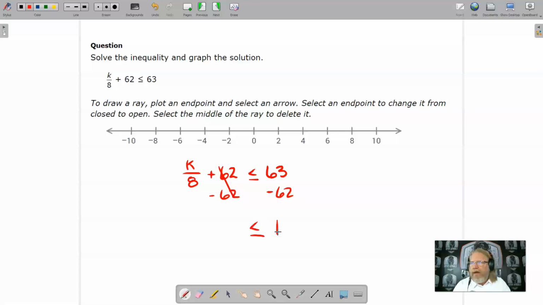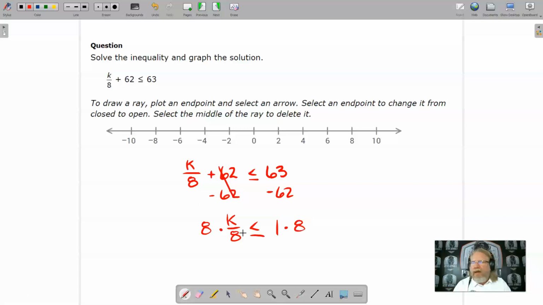That's going to be 1. And then I have k over 8 still. Now, the 8 is tied to the k through division because every fraction is a division problem. So the opposite operation is multiplication. So I want to multiply, and I want to multiply by 8. That's the very number I wish to get rid of. And what I do to one side, I'm going to do to the other.